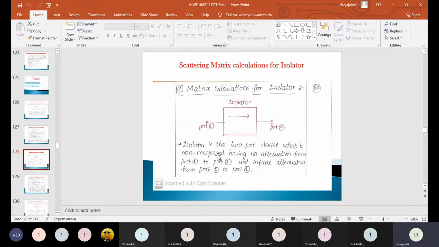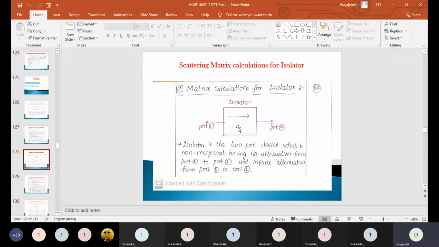That means when wave is traveling from port 1 to port 2, the isolator will produce zero attenuation. But when wave is transferring from port 2 to port 1, it can be considered as a reflected wave. So when the reflected wave is trying to reach the source, the isolator will produce infinite attenuation.